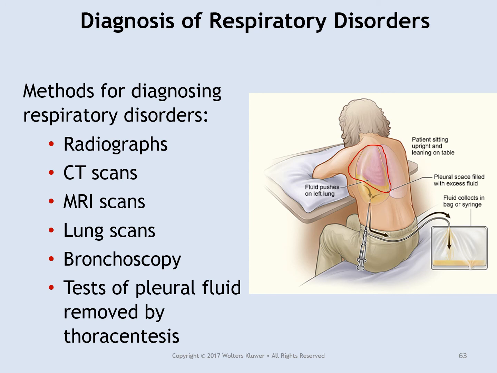Obviously, your good old radiograph is a good place to start, but it won't always show a lot of the detail that you need. So quite often, if you get your radiograph back and you're not impressed with the information you got, or the lack of information you got, you'll throw your patient in a CT or an MRI. Bronchoscopies are very common as well. And then again, testing the fluid that you remove when you do a thoracentesis to see what's causing your infection.